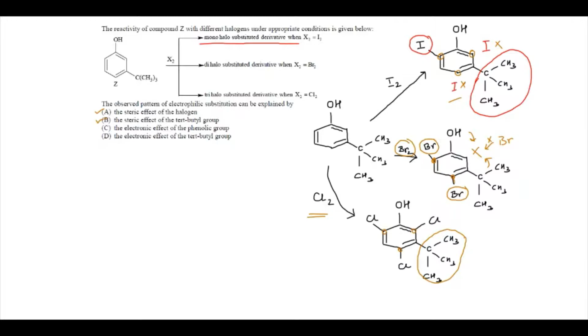The electronic effect of the phenolic group, of course, because that is the phenolic group which is directing the halogens to these two ortho positions and the para position. So this is also a correct option. The electronic effect of the tertiary butyl group, no, there is no such effect from the tertiary butyl group. As we have seen, it has a steric effect, but it doesn't have any electronic effect which can decide the product formation. So option D is not correct. So we have A, B, C as the correct answers.